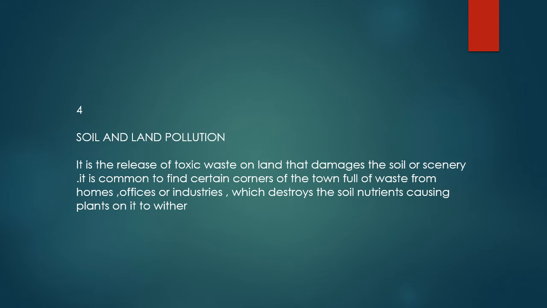When toxic waste is available on the soil, it kills, first of all, the organisms that live in the soil, that increase the fertility rate of the soil. It equally damages soil nutrients. It causes plants on the soil to wither and die. So soil and land pollution is another form of environmental degradation. When you pollute the land, when you pollute the soil, it goes a long way to cause environmental degradation.